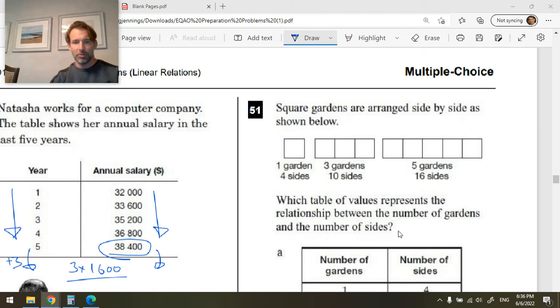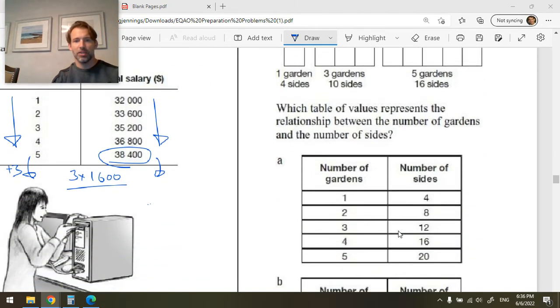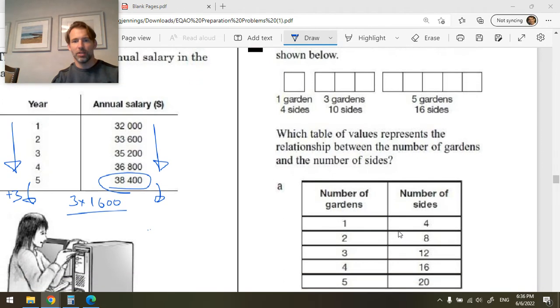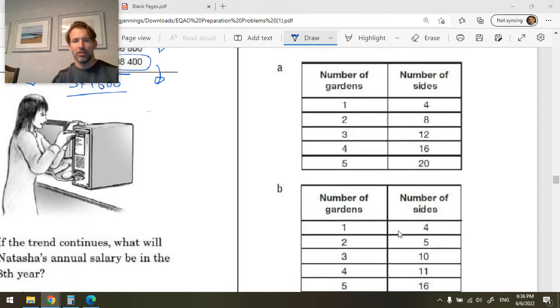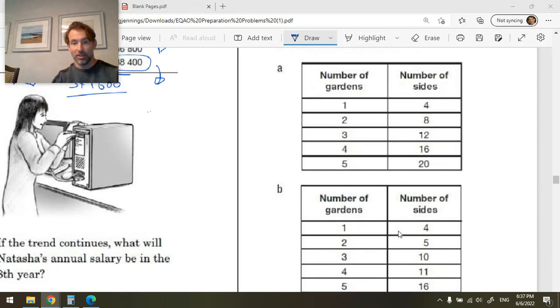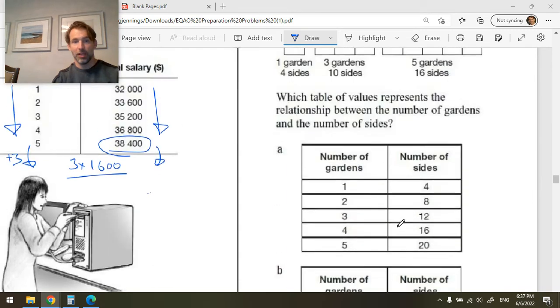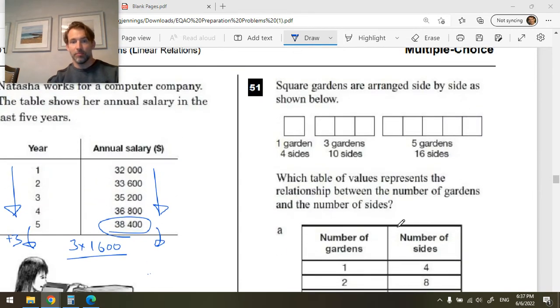All right. Represent the relationship of number of gardens and number of sides. One garden, 4 sides. Two gardens, 8 sides. Three gardens, 12 sides. Well, that's not it. Three gardens, 10 sides. That looks good. Two gardens is not 5 sides. No, this will be a line. See, it goes up by 6 as this goes up by 2. So every garden you add adds 3 sides.